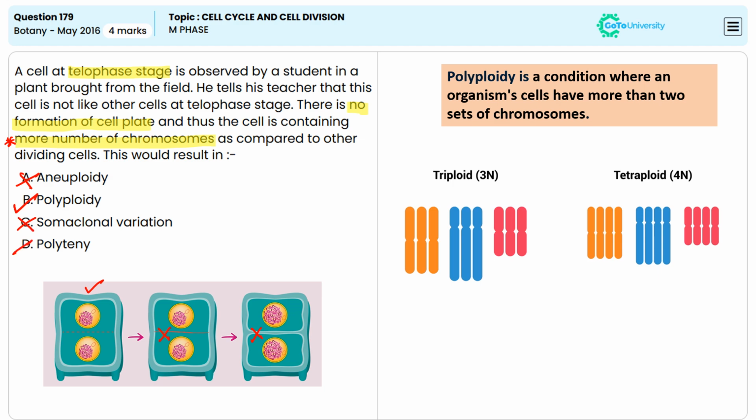Option D, polyteny. This refers to a condition where the chromosomes undergo repeated rounds of DNA replication without cell division, resulting in large multi-lobed chromosomes. So it is not related to the situation described here. So option D is also incorrect. The answer is polyploidy.